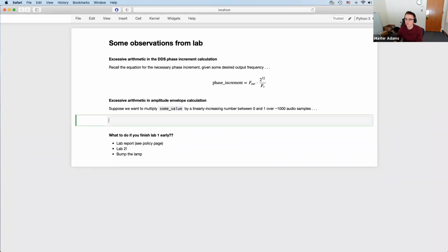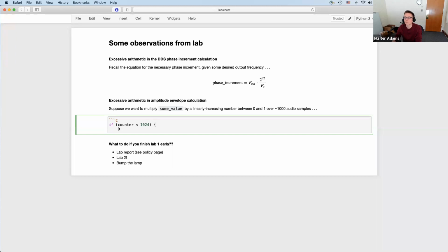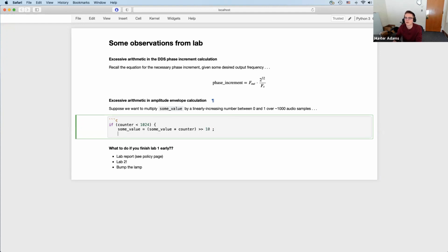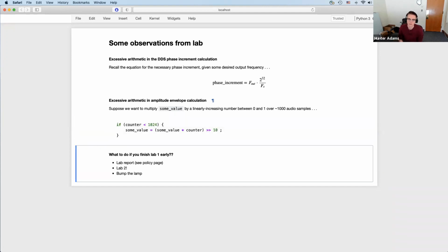a way that you could do this much more efficiently is you could consider doing something like this. Say we have some counter variable that we're incrementing. So we would check if counter is less than 1024, then we would set this value that we're trying to scale, some value, equal to that value times counter shifted by 10. Is it clear what's going on here?